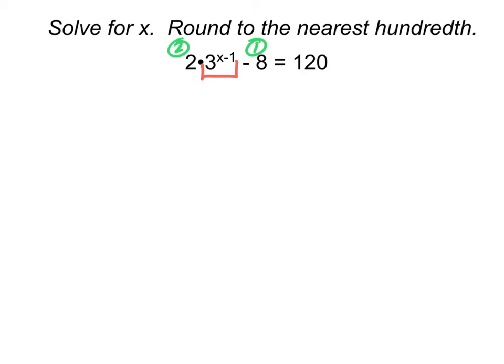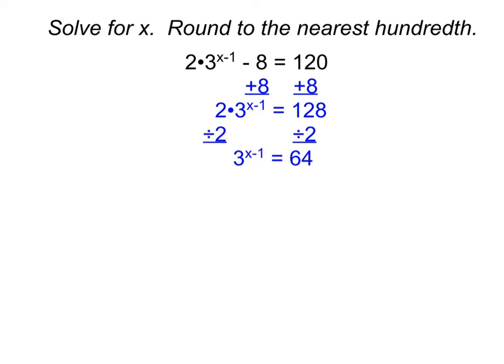So if I'm going to move that -8 out of the left, that means I'm going to have to undo subtracting 8, so I'm going to add 8 to both sides there. Having done that, I now can go ahead and get rid of the 2. Since it's currently 2 times my exponential, I'm going to get rid of it by dividing by 2. And so that now leaves us with our exponential. We have 3 to the power of x minus 1 equals 64.